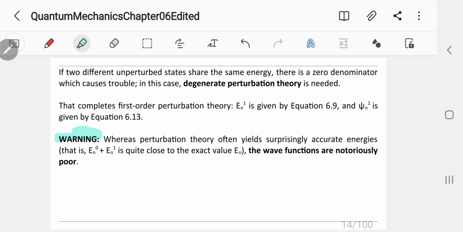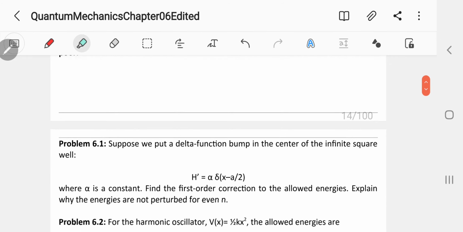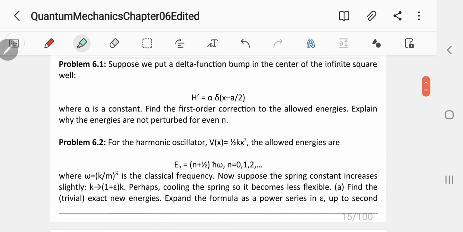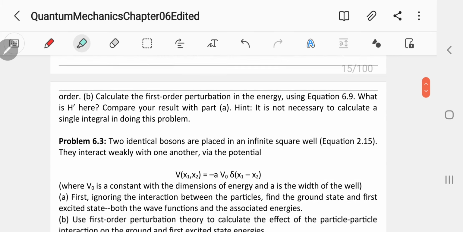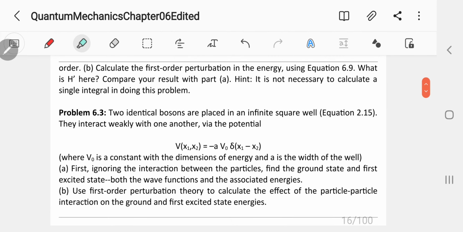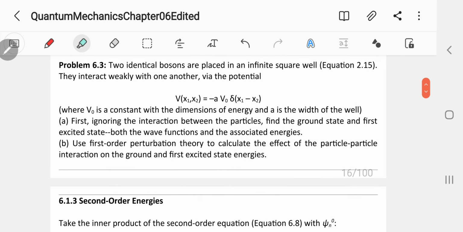Now let's do the degenerate perturbation theory. But you could also do these problems in your free time. So here's one of the perturbations that are important to study. And you can also do the harmonic oscillator here. So anyway, those are some problems that you can do in your free time. And I know that you have a lot of free time.